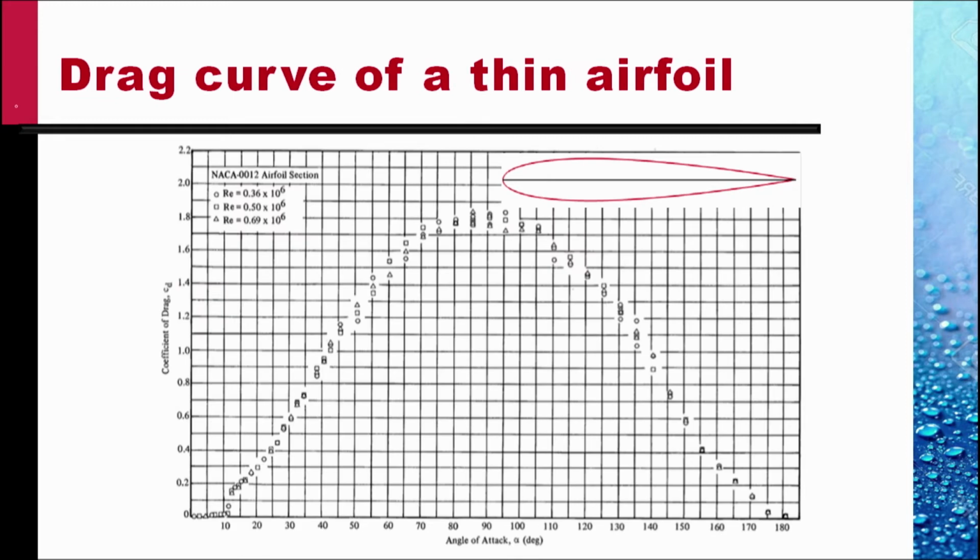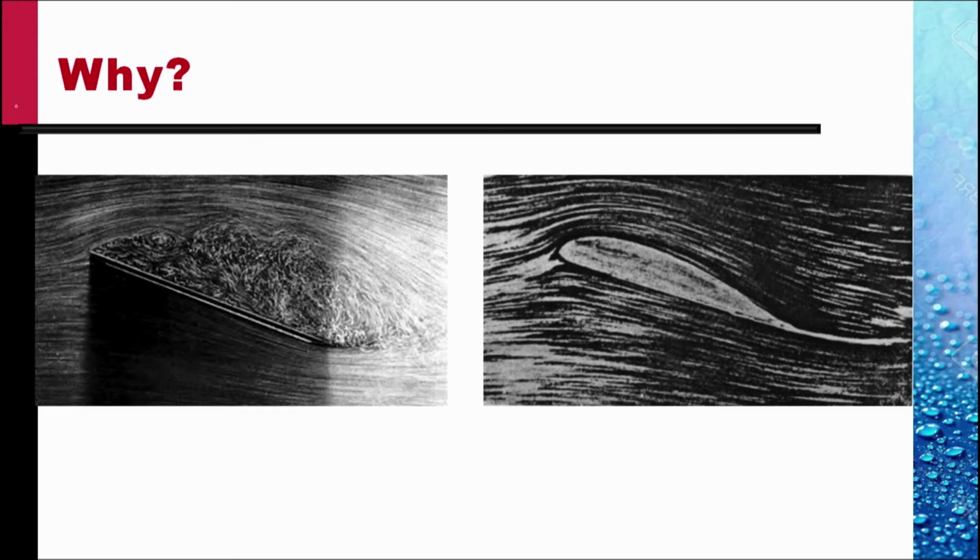Not only this, but the drag curve also shows an anomaly at low angles of attack. Notice that the actual drag obtained is very much smaller than the drag that would be obtained on a flat plate. Why is this happening? This is happening because of the rounding of the nose.